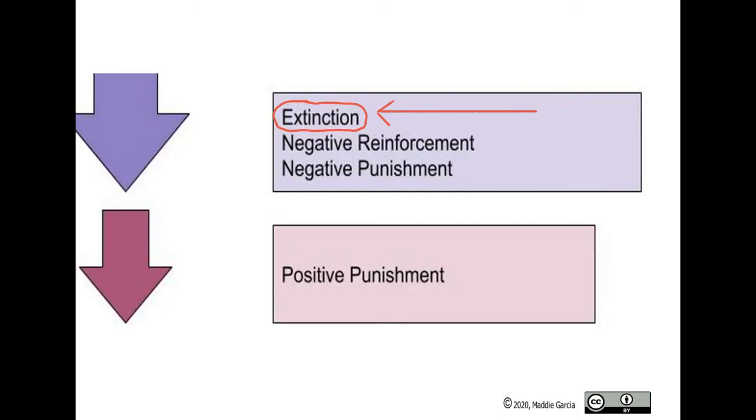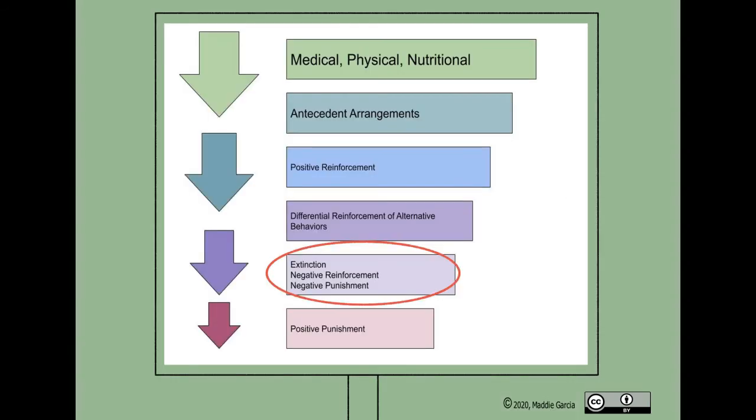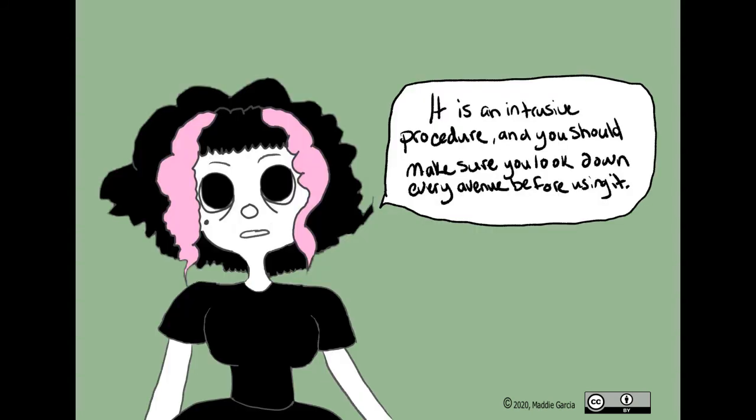If you look right here, you will see that extinction falls beside negative punishment and reinforcement. It is right towards the bottom. I'm sure we can infer what this means based on what we've discussed. It's an intrusive procedure, and you should make sure you have looked down every other avenue before using it.